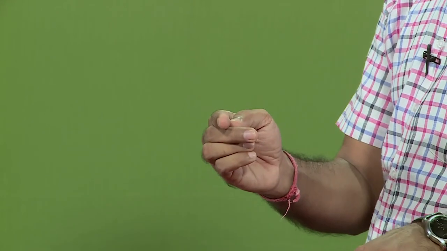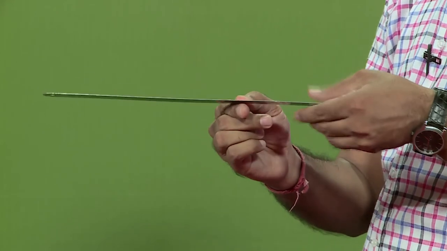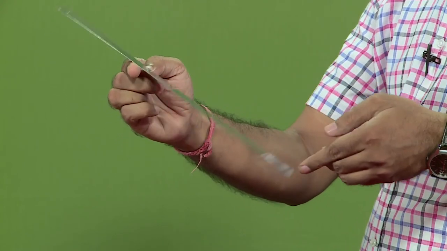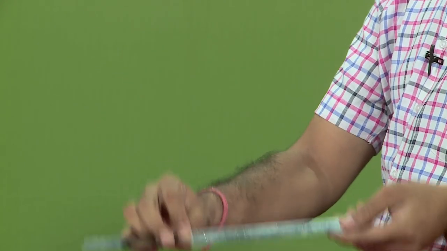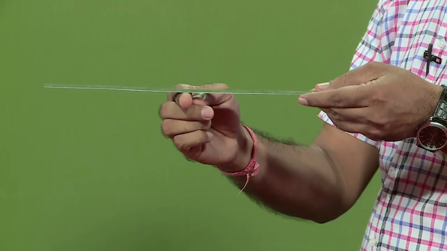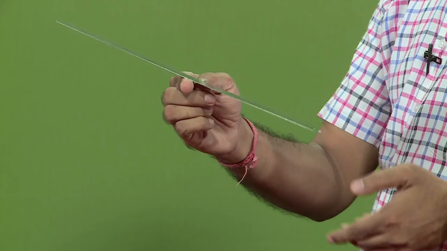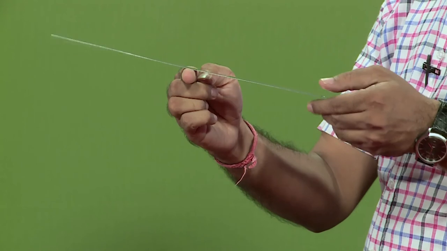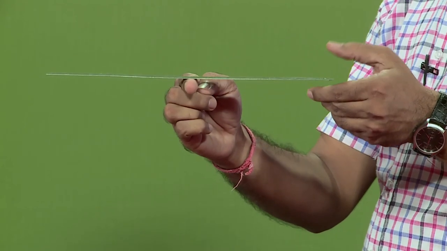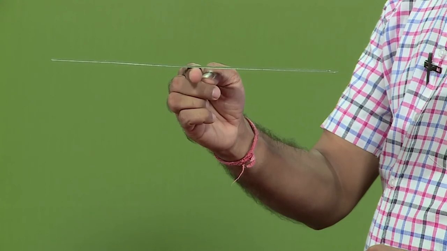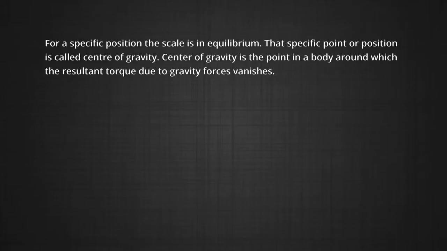Let's watch a small activity with a scale. Is this scale in equilibrium? For any position of my hand, what all forces are acting on this extended object? Every part of this scale is under the influence of gravitational force, which is trying not only to accelerate them towards it, but it tries to rotate them also. For a specific position, the scale is in equilibrium.